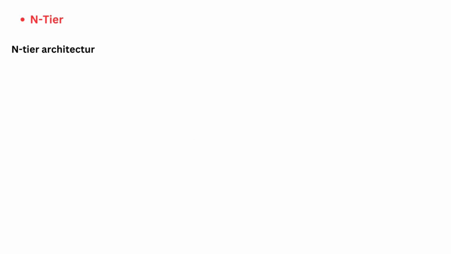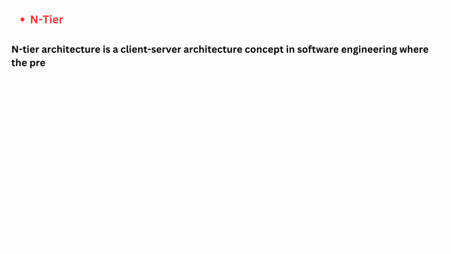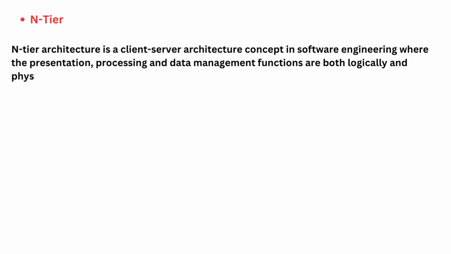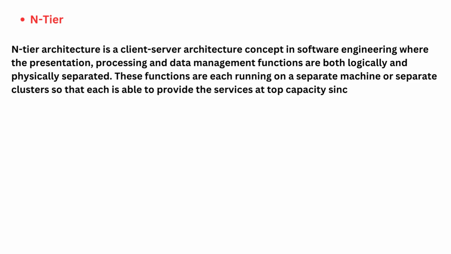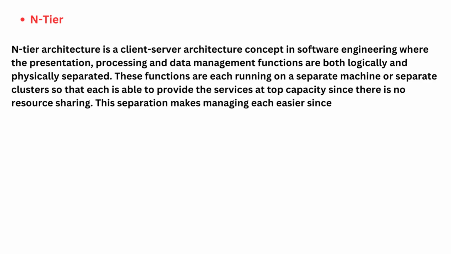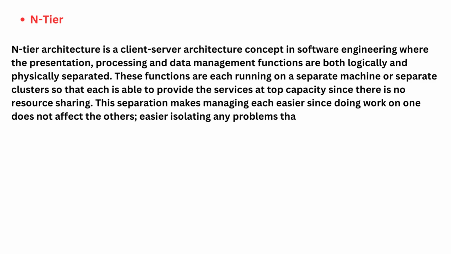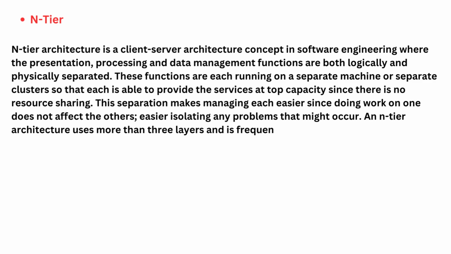N-tier. N-tier architecture is a client-server architecture concept in software engineering where the presentation, processing and data management functions are both logically and physically separated. These functions are each running on a separate machine or separate clusters so that each is able to provide the services at top capacity since there is no resource sharing. This separation makes managing each easier since doing work on one does not affect the others, easier isolating any problems that might occur. An N-tier architecture uses more than 3 layers and is frequently used for database applications.